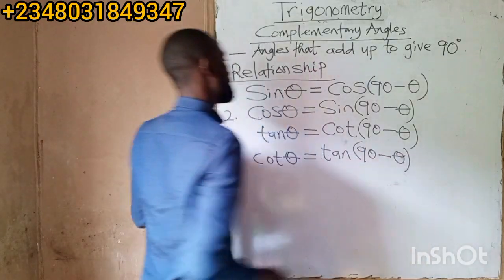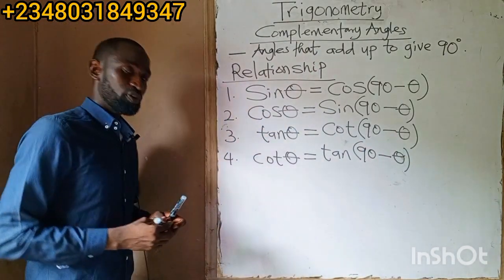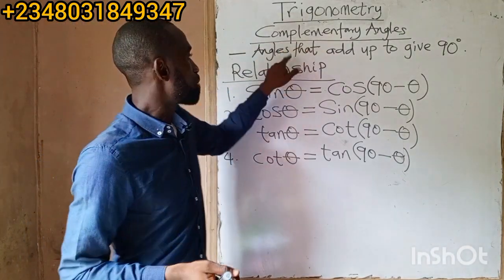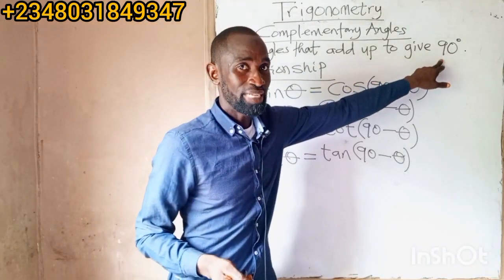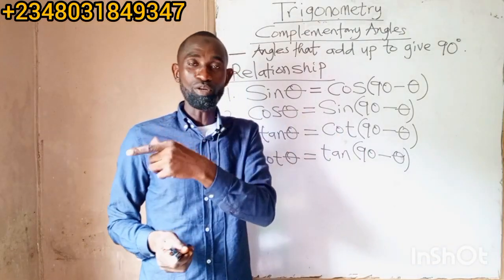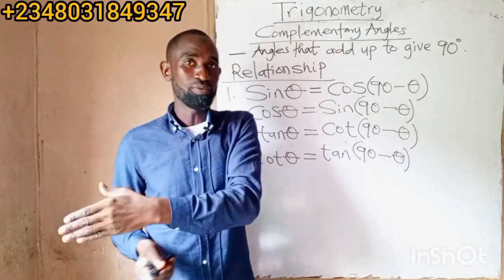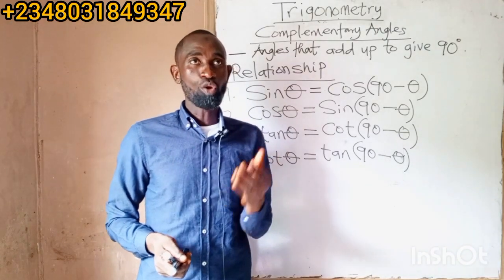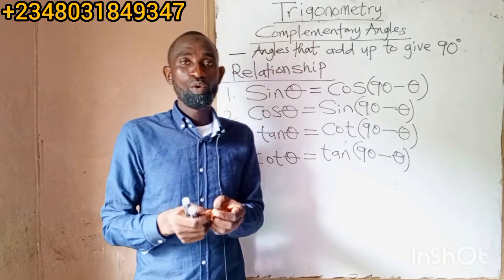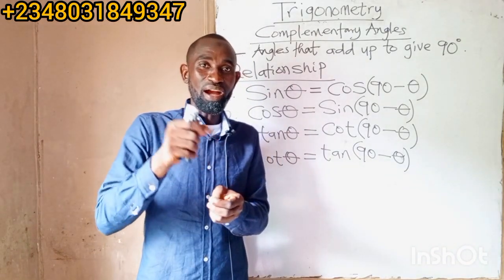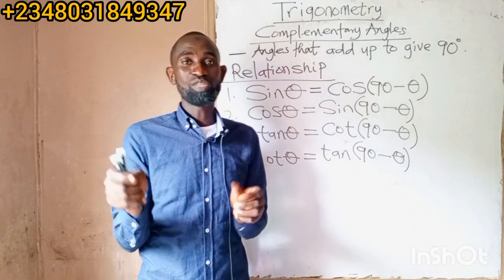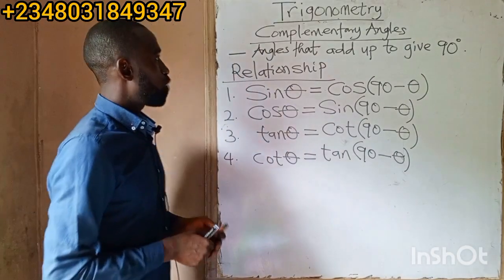Now, for example, let me take the first one. Let's assume our theta is 30. Mind you, we said complementary angles are angles that add up to give 90 degrees. So if you are asked to find the complement of 30 degrees, that would be 60, because 60 plus 30 gives us 90. The complement of 20 degrees will be 70, because 20 plus 70 gives 90. So that's what we have under complementary angles.